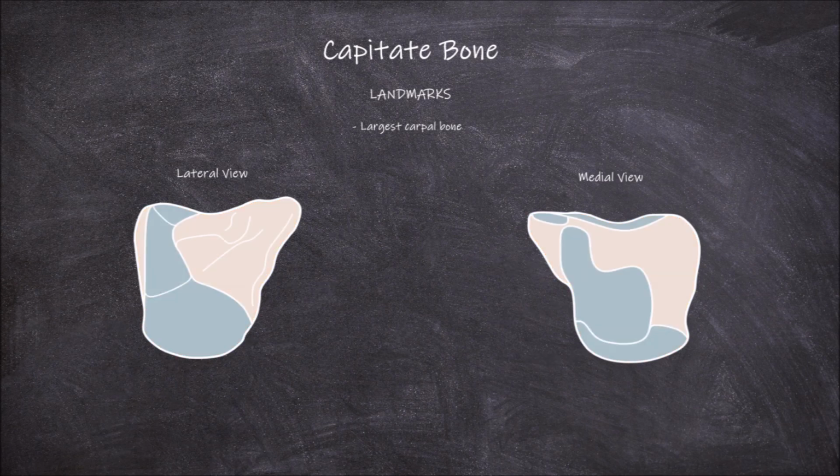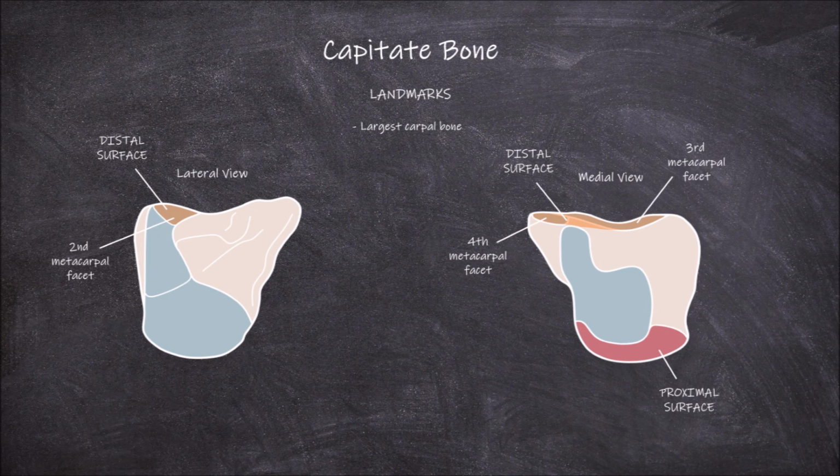The first of these is the proximal surface. This surface is rounded and has a facet on it for articulation with the lunate bone. The second surface is the distal surface. This surface is divided into 3 facets for articulation with the second, third, and fourth metacarpal bones.